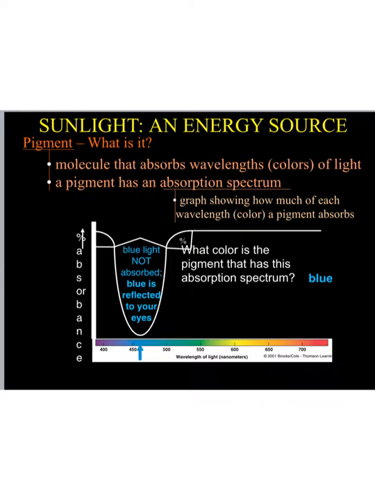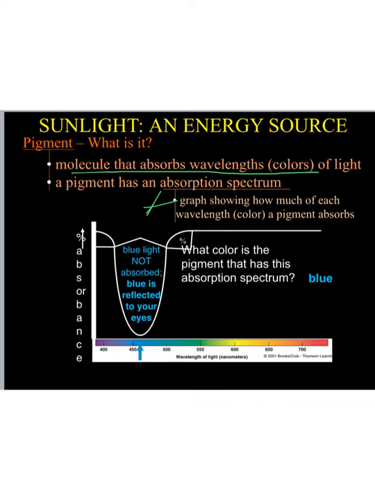So the first thing we have to talk about when we go through photosynthesis is how we capture that energy from the sun. And we do that by using molecules that are called pigments. A pigment is simply a molecule that absorbs wavelengths or colors of light. Every pigment has a specific absorption spectrum, so we have to look at what these absorption spectrums are. It's basically a graph that demonstrates how much of each wavelength or color a pigment would absorb.